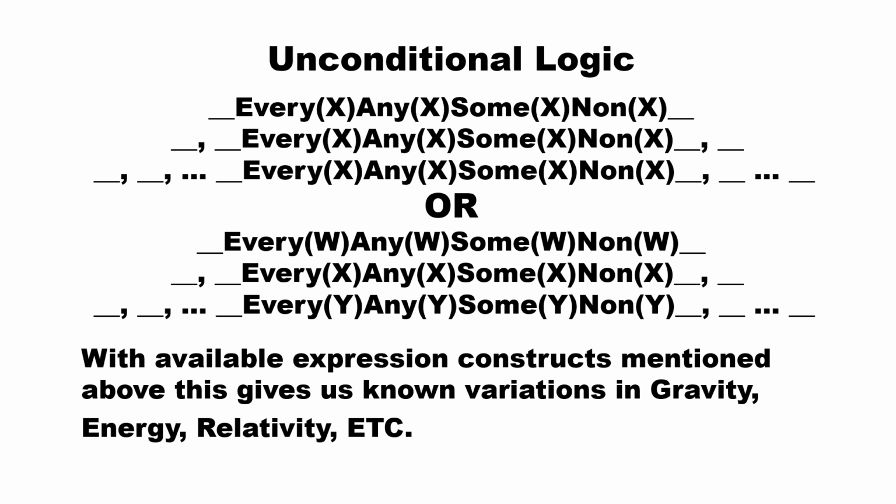And conditional logic can be shown with the following systems math expressions. Here I have complete expression, systems expression of object and or objects. And a variation of the complete expression is shown in the second series of system expressions. I say with available expression constructs mentioned above, this gives us known variations in gravity, energy, relativity, and many other possibilities. And that's using numeric objects, principal objects 1, or pseudo objects n, or all the other variations in math constructs I've shown in this slide, prior slides.